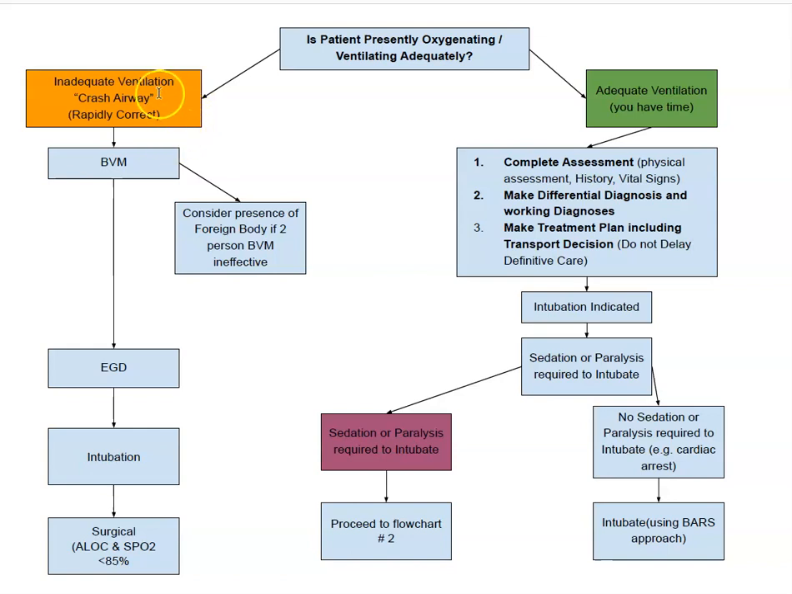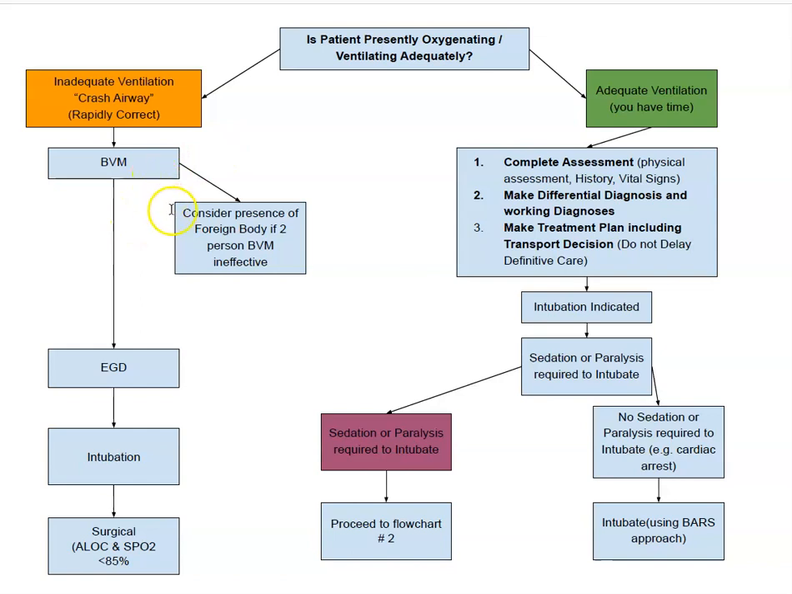The first thing that we need to do here when we recognize that somebody has inadequate tidal volume is that we need to try to address that with a bag valve mask. If we run into any difficulties with the bag valve mask, then 2 NPAs, OPA, and 2-person technique with the patient sitting up, if not contraindicated, should be incorporated. If that is not successful, then we should strongly consider the presence of a foreign body if that's ineffective.